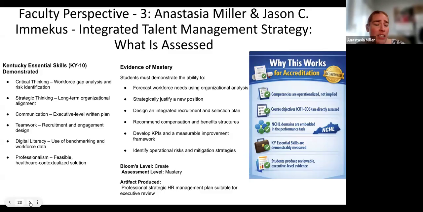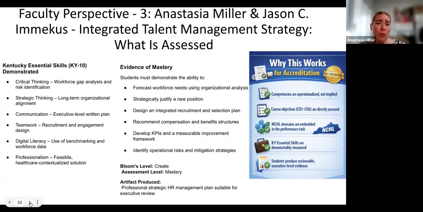They have to write executive memos to show communication and executive level writing. They have to show information management because they have to get data from the Bureau of Labor Statistics and some other places. It has to be feasible. It has to be very healthcare contextualized because it's a healthcare course, which helps demonstrate professionalism. We've operationalized it so that we can all agree and show our accreditors that this is how we're gathering this information.